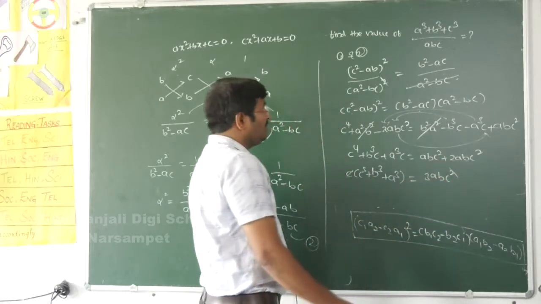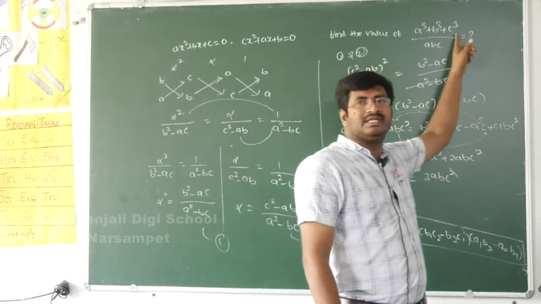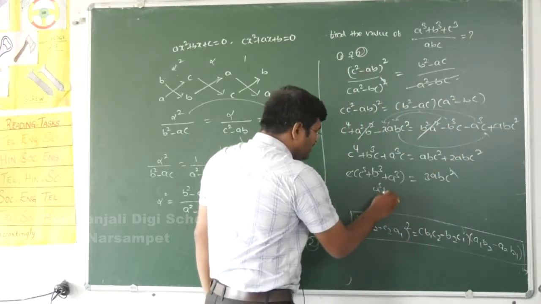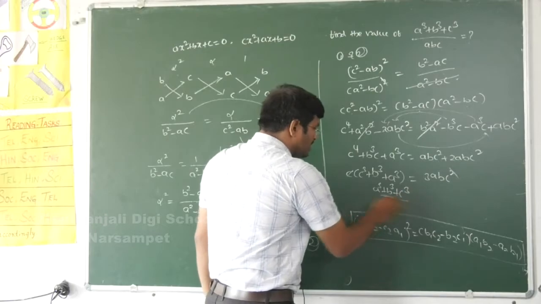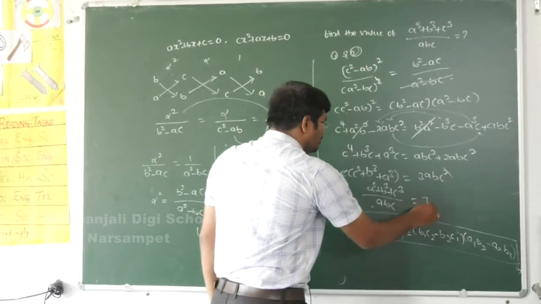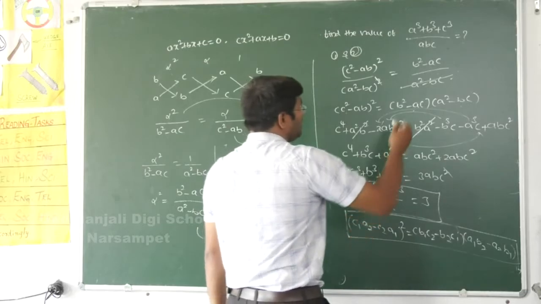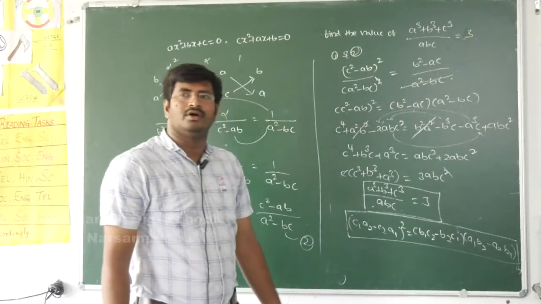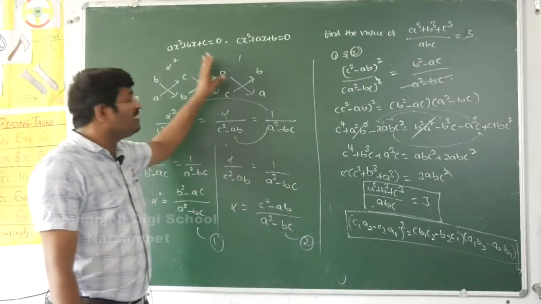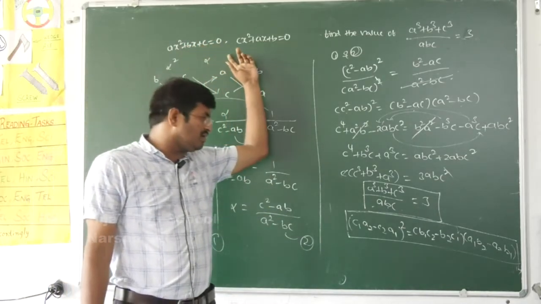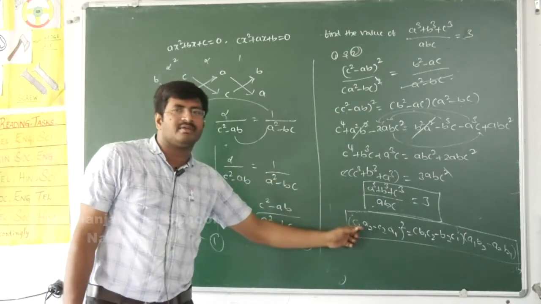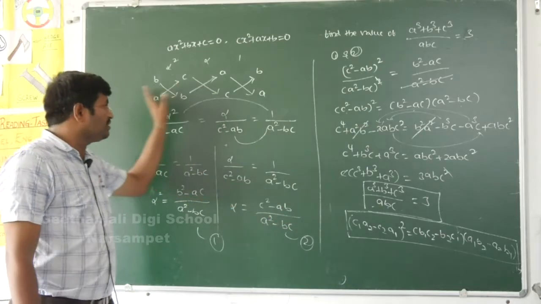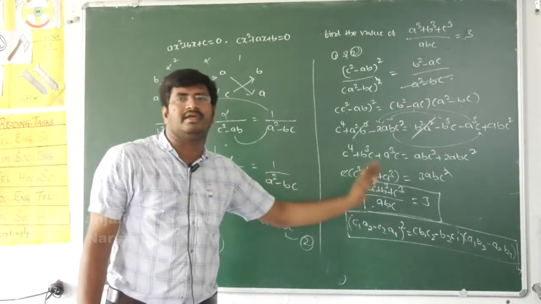One c cancels. But what we required is a cube plus b cube plus c cube by abc value. Then you can write a cube plus b cube plus c cube by abc is equal to 3. This is the way they ask questions if one root is common. Instead of using the formula, if you go through the process, there is no need to remember the formula. Go through the process, simplify, and you will get the value.